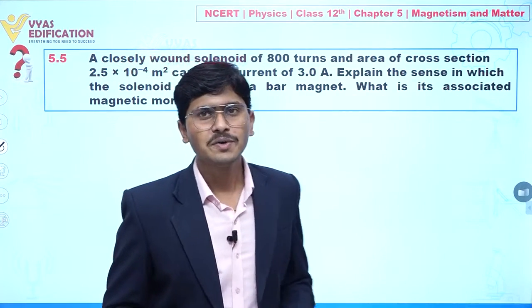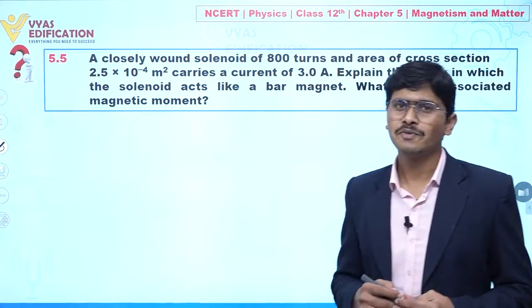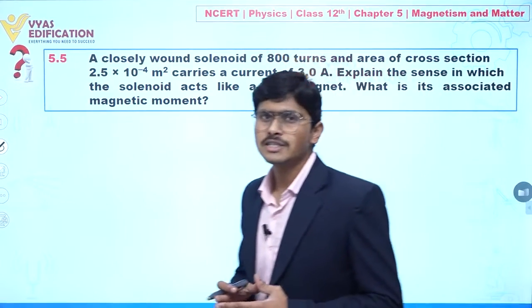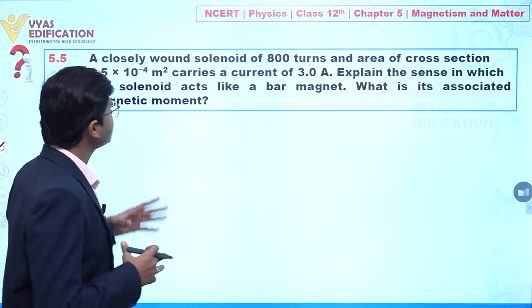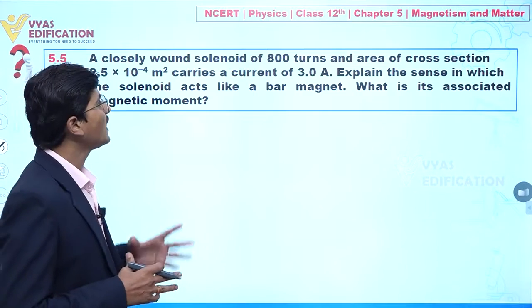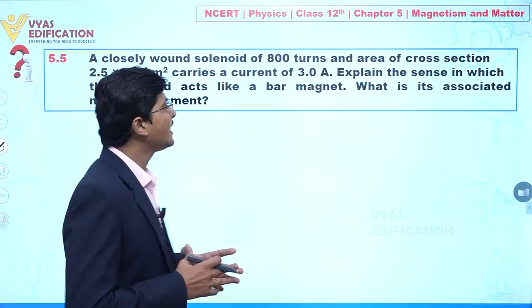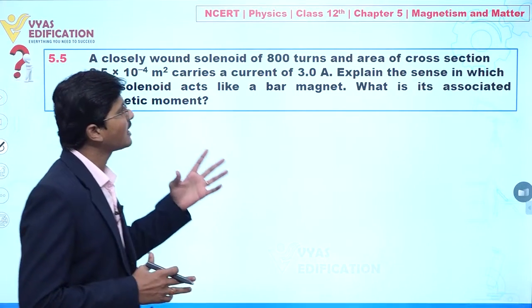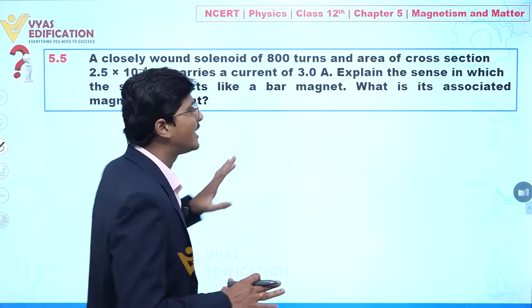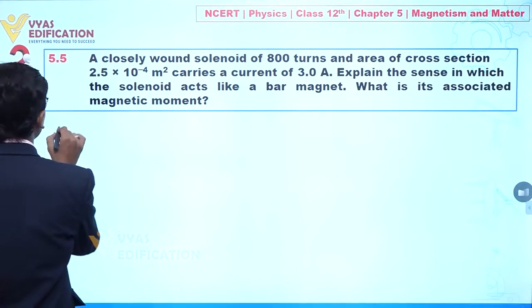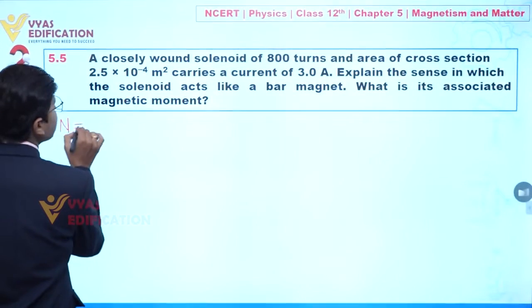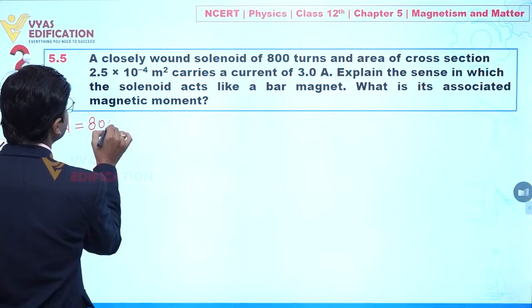Now students, we are going to discuss question number 5.5, and in this question it is given to you a closely wound solenoid of 800 turns and area of cross section carries a current of something. Clear? It means what parameters are given to you? Number of turns, I am saying this is capital N, and this value we have is 800 turns.